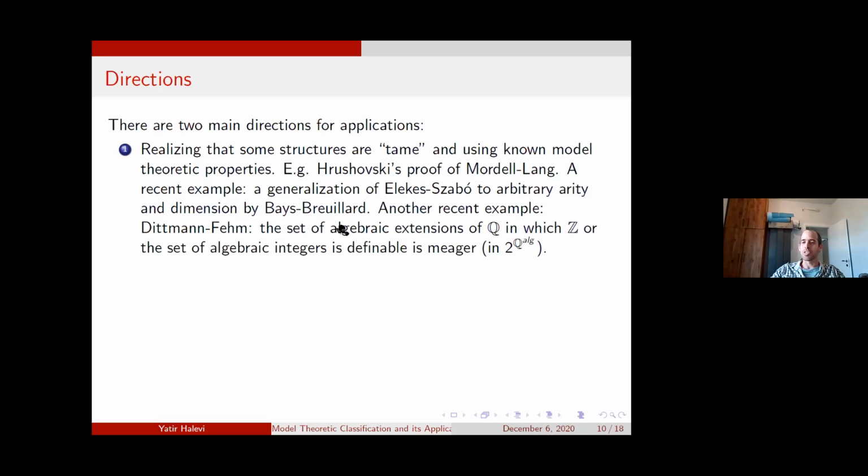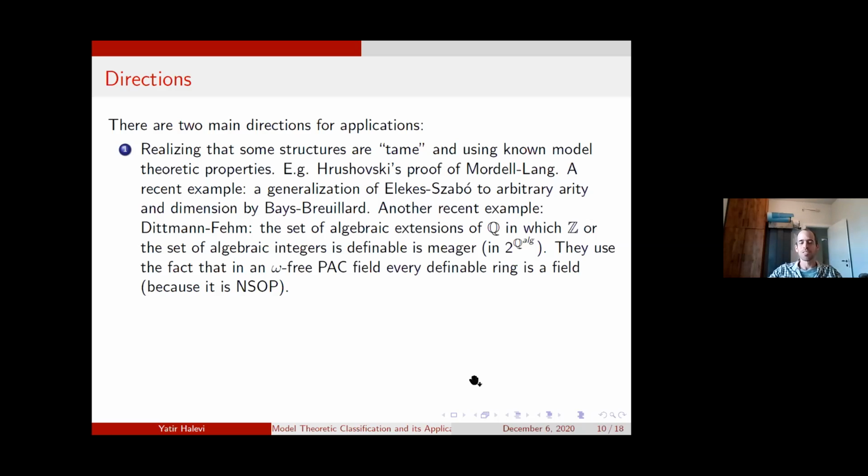And another recent example, which I am giving here, but it's nowhere near the caliber of these two first examples, just to say that it's connected to something we already saw. A recent example is by Philip Dittman and RFM, is the set of algebraic extensions of Q in which you cannot define either the integers or the set of algebraic integers, which means, what do you mean by define? You cannot find a formula that gives you exactly this set, is meager in 2 to the algebraic closure of Q, taken, say, with the pointwise convergence topology. A critical part of the proof was that in a certain class of fields, every definable ring is a field.